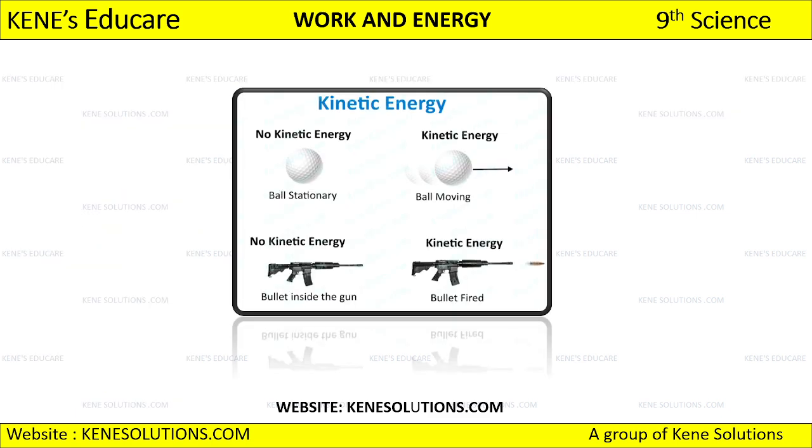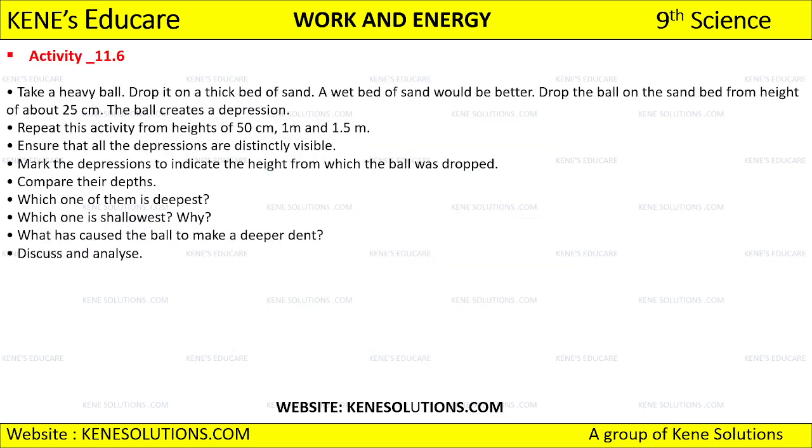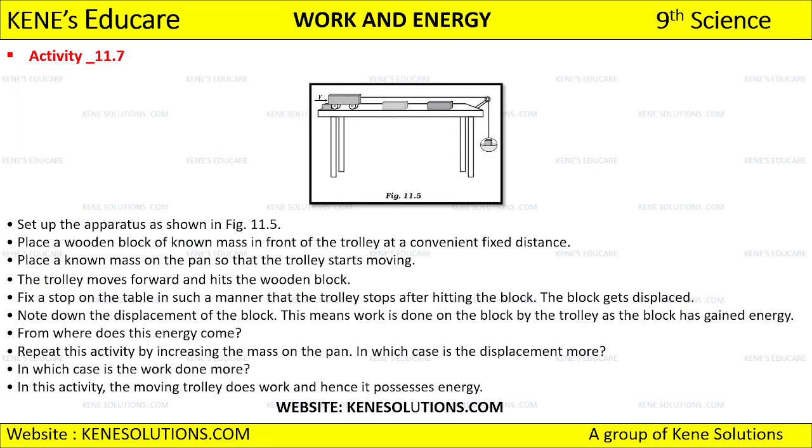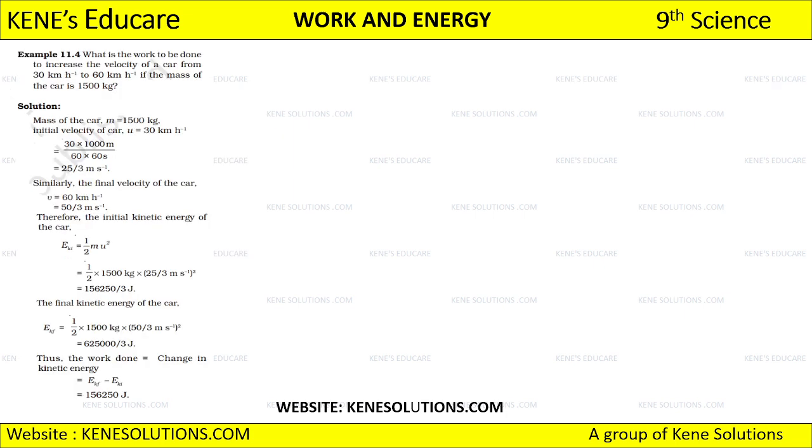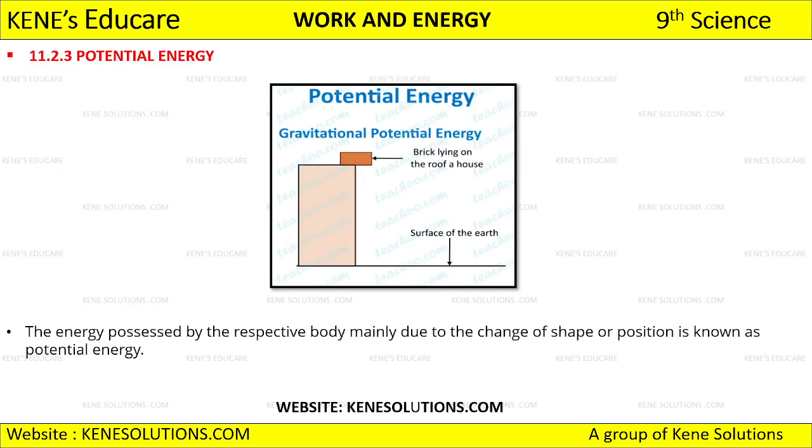Then we have different examples of kinetic energy which have been given over here. We have activity 11.6 to discuss, then 11.7 in detail. Then we have example 11.3, 11.4. So just for studying kinetic energy, we have different examples and activities. And this is to make sure that whatever we are studying about a concept, you are actually clear with it and you're not rectifying the concepts, right? So make sure you know that.